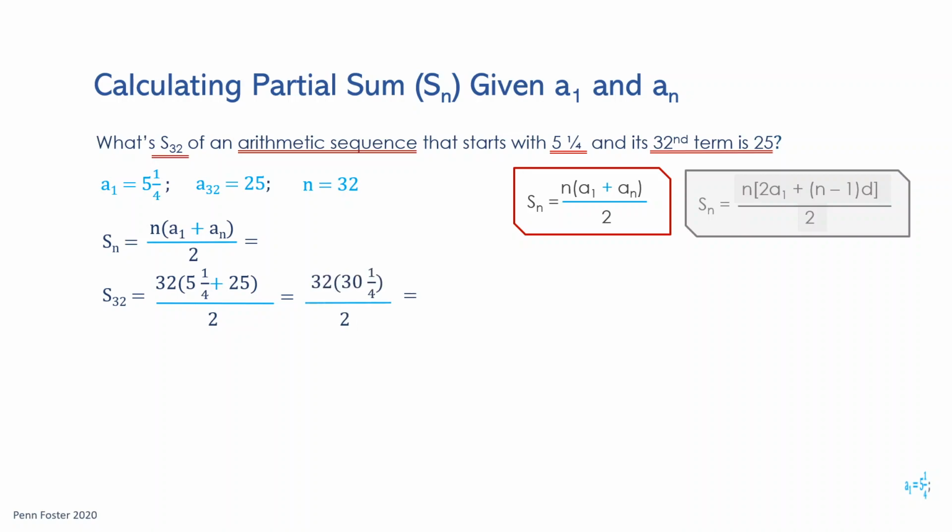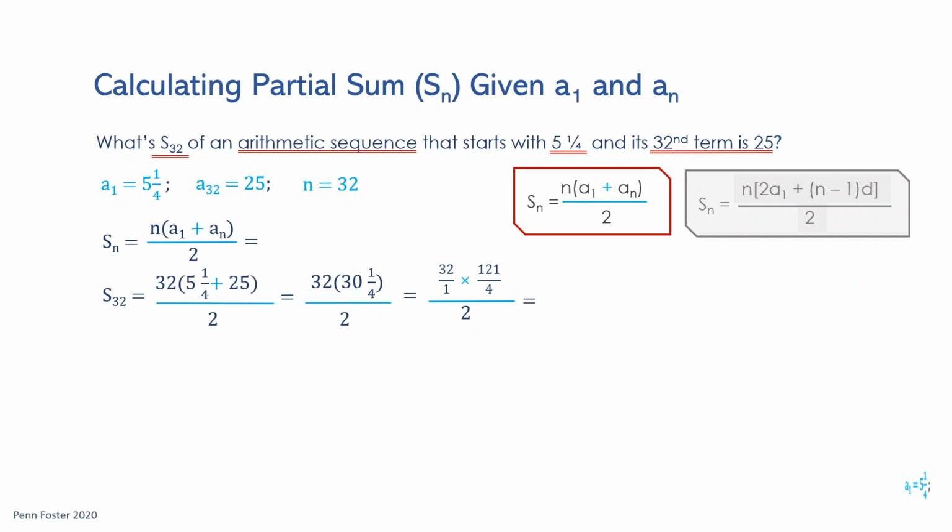Before multiplying, change the whole number 32 to fraction form by simply adding 1 in the denominator. Then change the mixed number 30 and 1/4 to improper fraction by multiplying 30 times 4, then adding the product 120 to 1. The improper form of this number is 121 over 4.